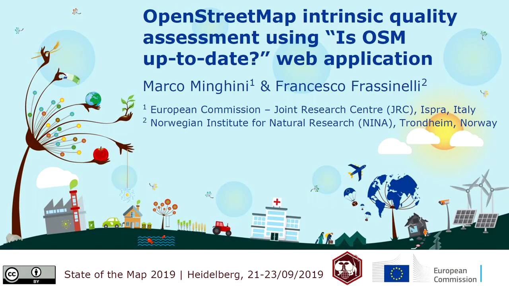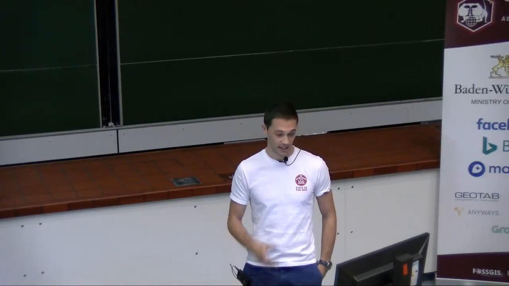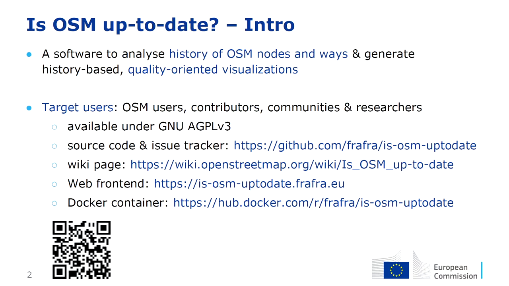So thanks, Jennings. Good afternoon, everyone. Yes, my name is Marco Minghini. I will give you this lightning talk on the ESOSM up-to-date web application, co-authored with Francesco Frassinelli. First of all, ESOSM up-to-date is a software, open source under the AGPL license, and it performs so-called intrinsic quality assessment of OpenStreetMap by analyzing the history of OSM nodes and ways.